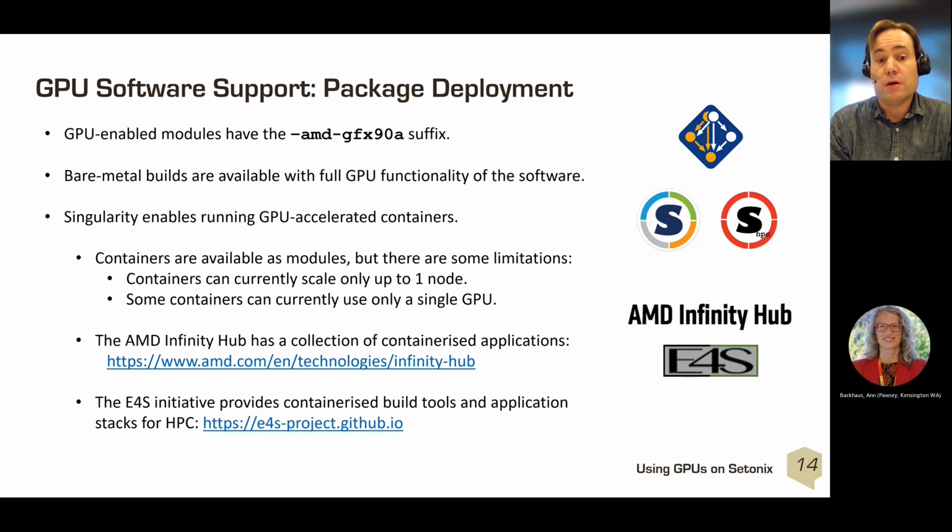We also have our container technologies. So we've been using Singularity to run GPU accelerated containers. And so some of these are available as modules, but there are some limitations. Currently, they only scale up to one node, and a subset of the containers can only use one GPU, which is worth being aware of. But the AMD Infinity Hub has a collection of containerized applications that you can have a look and see if your application is covered by those containerized applications. And there's also the E4S initiative, which provides a number of containers as well.